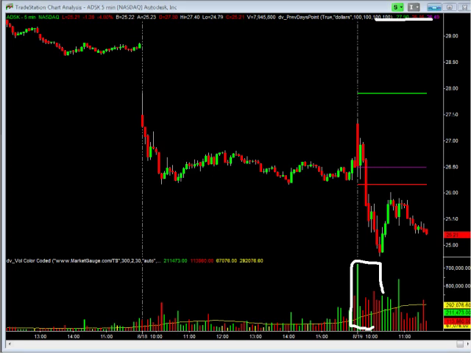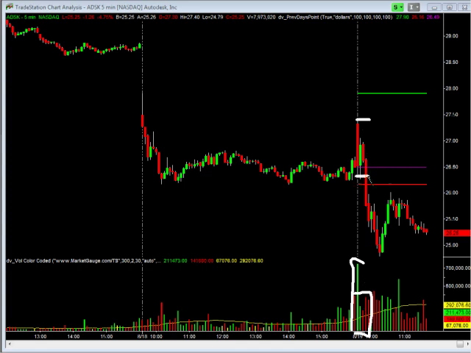Okay, same day, different stock. Again, first volume bar, first 5 minutes, huge volume. So big it almost dwarfs the fact that in the first 30 minutes you still had strong volume. These are big volume bars, you just don't see it because the first one's so big.